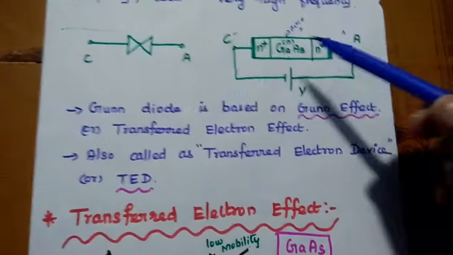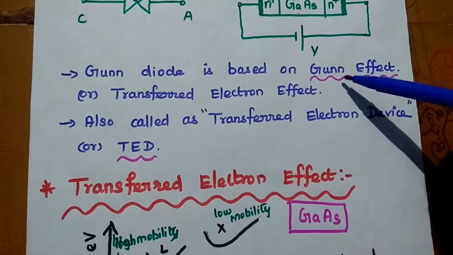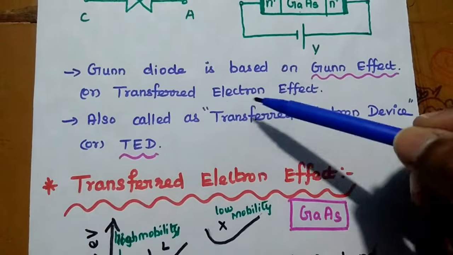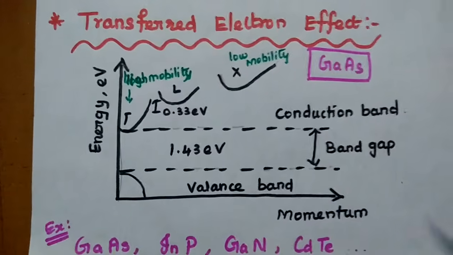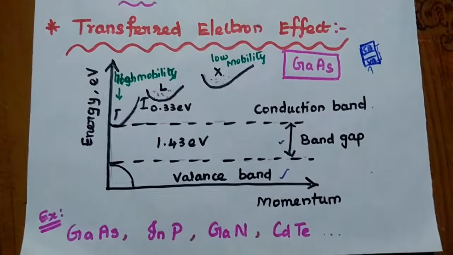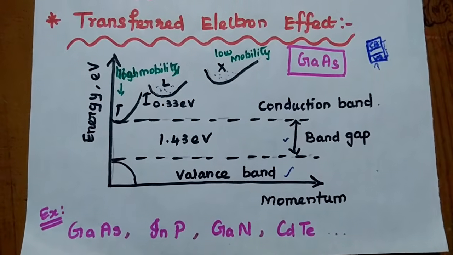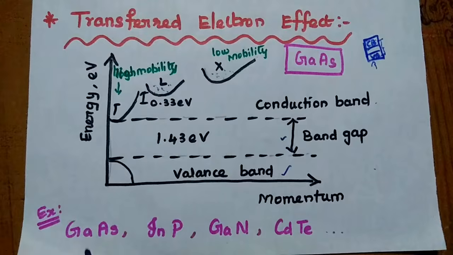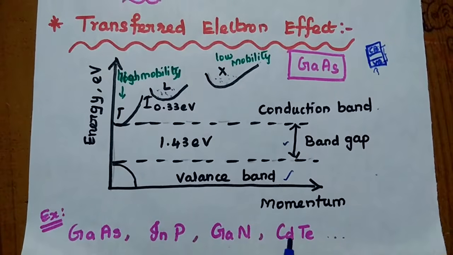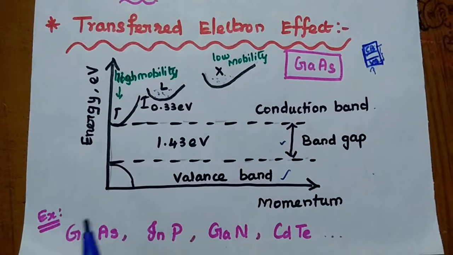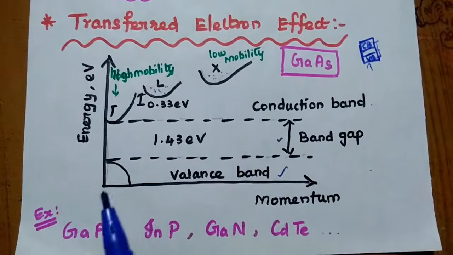Before going to the construction and operation, we should understand what is meant by the Gunn effect, or transferred electron effect. So let's see this transferred electron effect in detail. There are some semiconductor materials which can possess the transferred electron effect, like gallium arsenide, indium phosphide, gallium nitride, and cadmium telluride. These are the semiconductor materials which can exhibit the transferred electron effect.